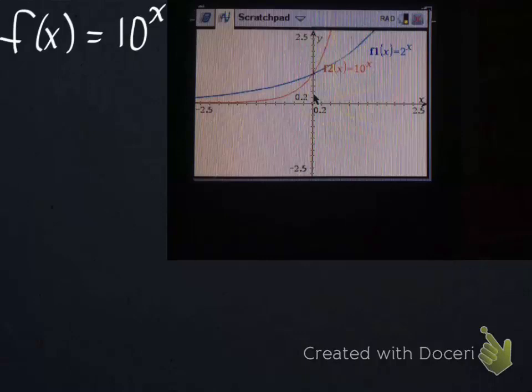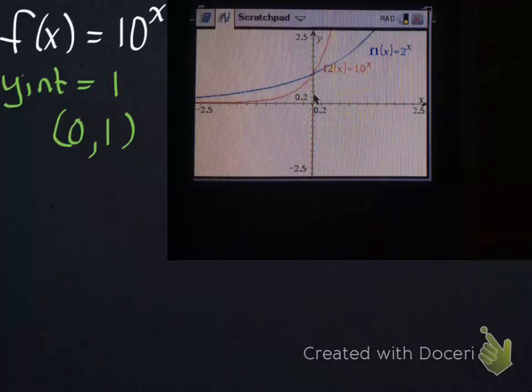Did the y-intercept change? No. So we still have the y-intercept at 1. And remember, if I was to write that in point form, where would the 0 go? First or second? First. First, and then the 1. But what did change? Steepness.